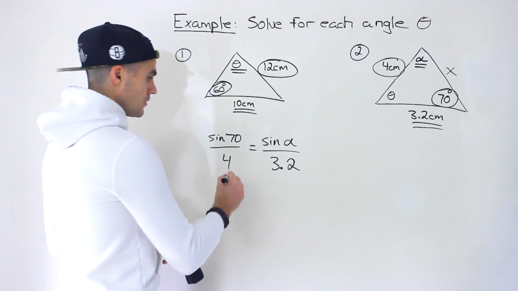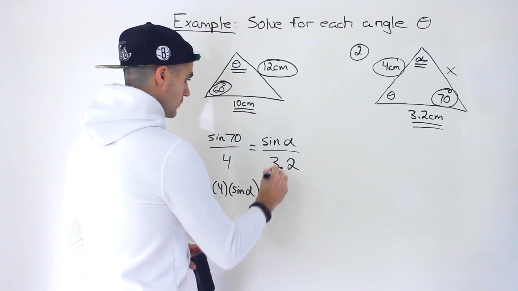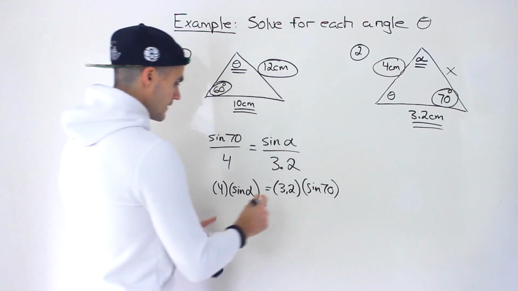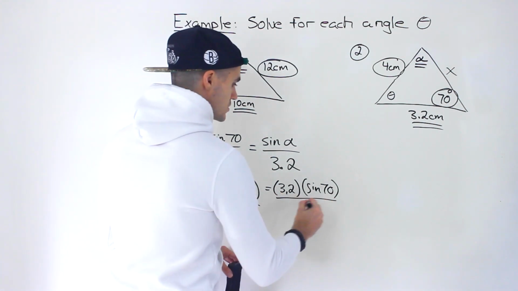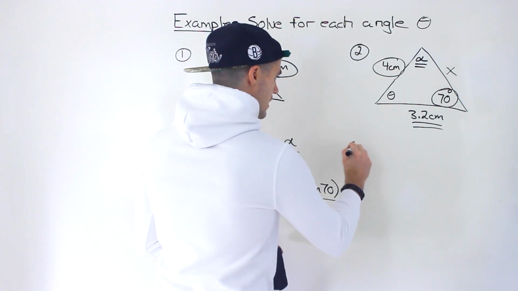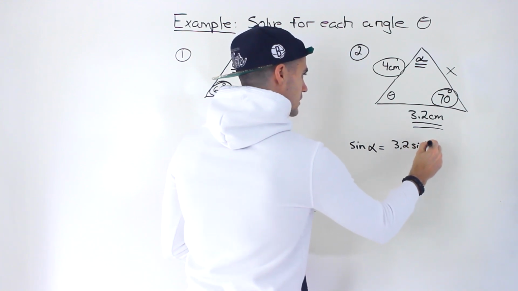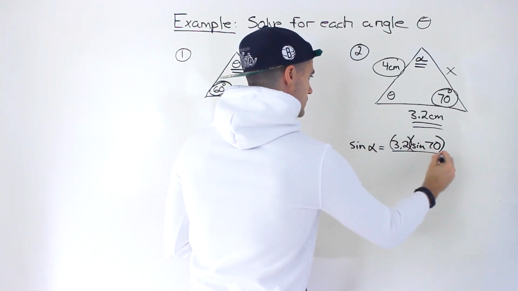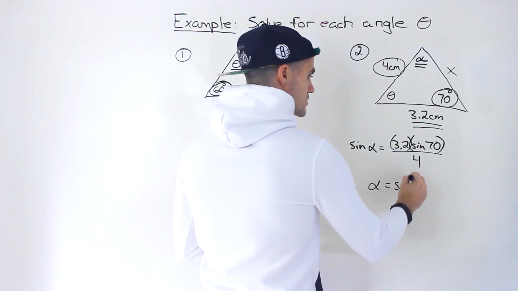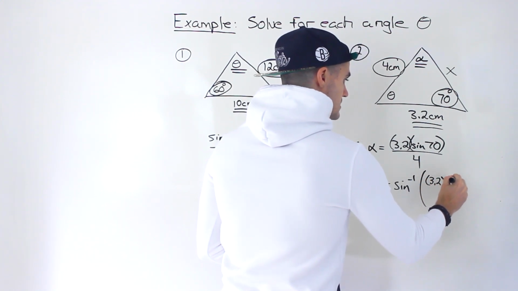Okay, so from here, what we could do, cross multiply, same thing. We'll have sine of alpha, and then we'll have 3.2 times sine of 70. And then we want to get this sine of alpha on its own, so we divide both sides by 4, right? The 4's cancel out there, so we end up with sine of alpha equaling 3.2 sine of 70, right, these are multiplying here, divided by 4. And then we want to get the alpha by itself, so we would do sine inverse of that entire fraction. So we'll have 3.2 times sine of 70.